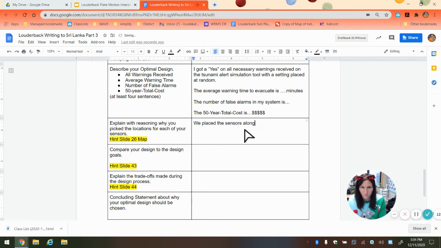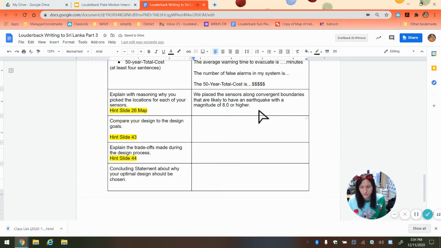So that's what we're looking for in a sentence here: we placed the sensors along convergent boundaries that are likely to have an earthquake with a magnitude of 8.0 or higher. Okay.